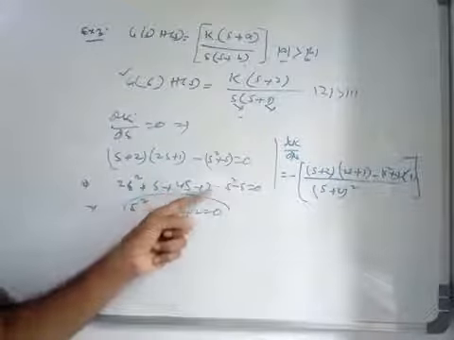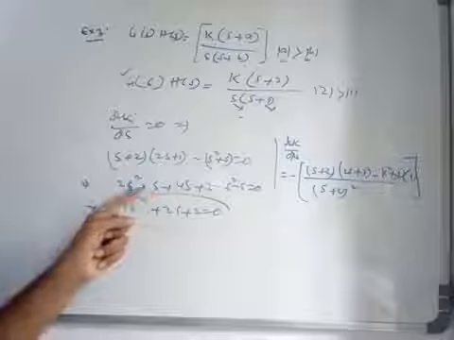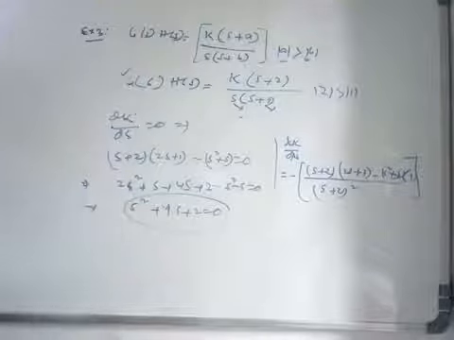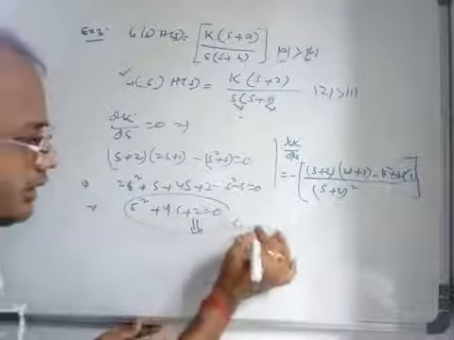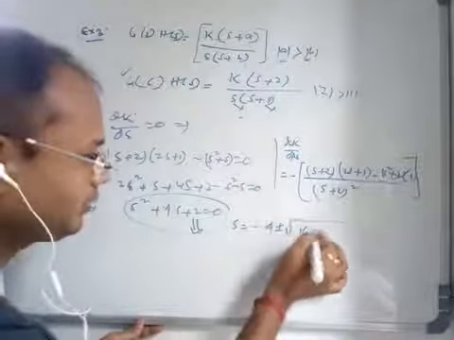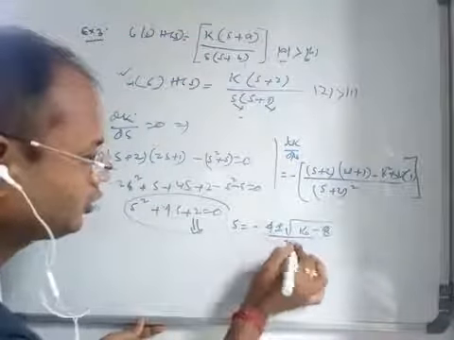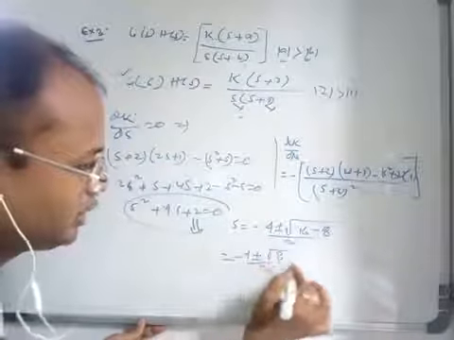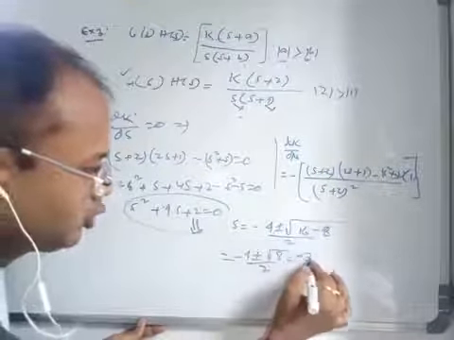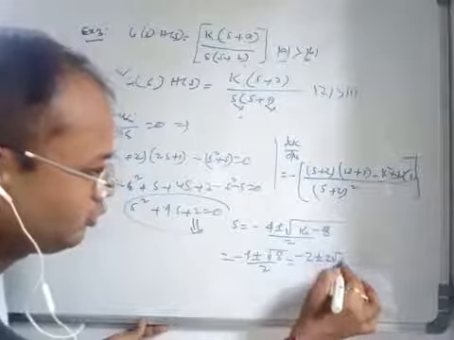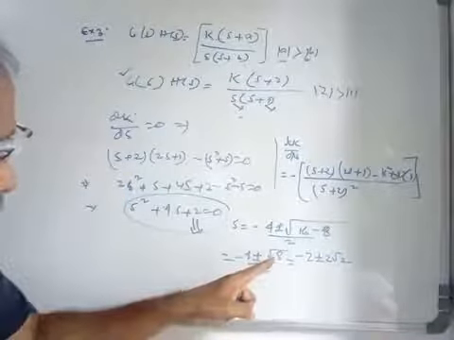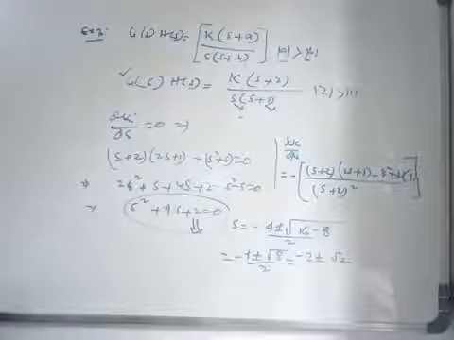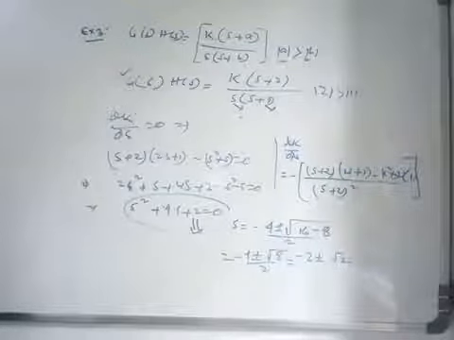So this is s square plus 4s plus 2 equal to 0. And if you solve it, what will we get? s is equal to (minus 4 plus minus root of 16 minus 8) by 2. That means minus 4 plus minus root 8 by 2, so minus 2 plus minus root 2. These are the two values we get, right?